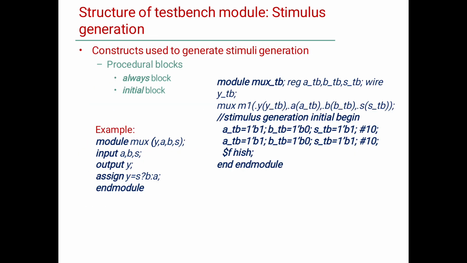Here we will be using stimulus generation with procedural blocks, the always block and the initial block. This is the program for the test bench. Reg and wires are used in test bench generation. Here we will be giving stimulus inputs 00, 01, 10, 11. This is the stimulus generation: initial begin.